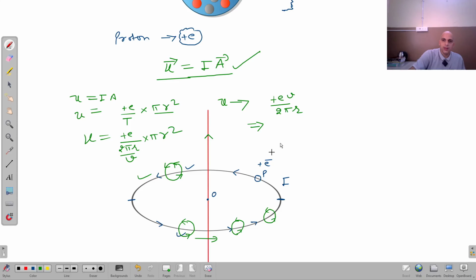Let's calculate it. EV upon 2 pi r, it is this one only, EV upon 2 pi r. We have to multiply it with the pi r square. So EV upon 2 r into pi r square. So pi cancel, r cancel. So we get EVr divided by 2. Now this is the correct one. Sorry for it, I wrote it in a hurry. So this is EVr upon 2.